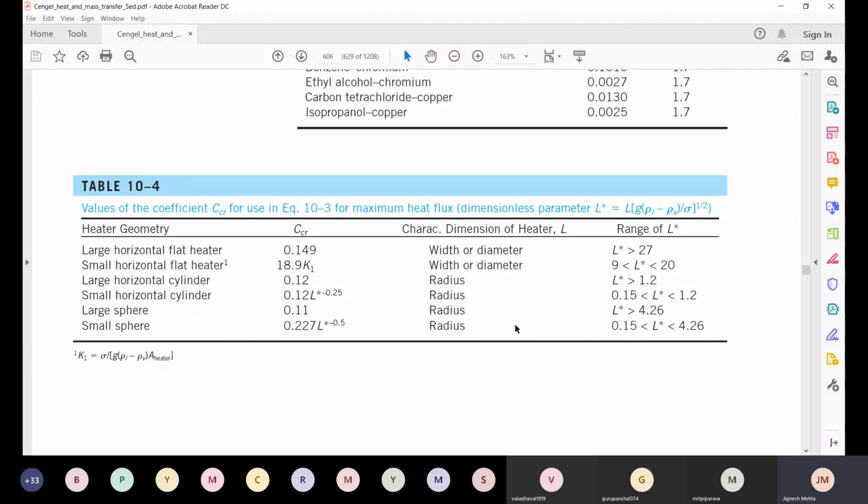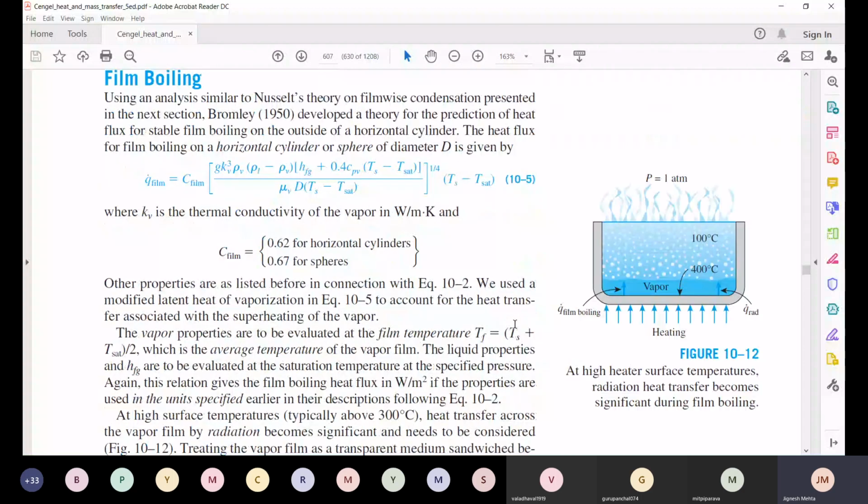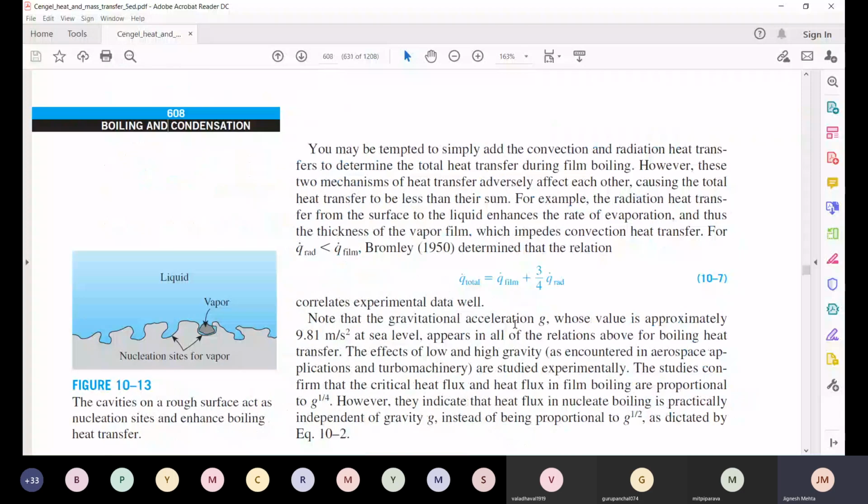Then the correlation for the minimum heat flux or the Leidenfrost point. As I told, we are interested only in the correlation for nucleate boiling, the heat transfer rate or heat flux in case of nucleate boiling. There is even a correlation for film boiling. In film boiling, actually there are two different phenomena. One, the boiling, and the other one is the radiative heat transfer.